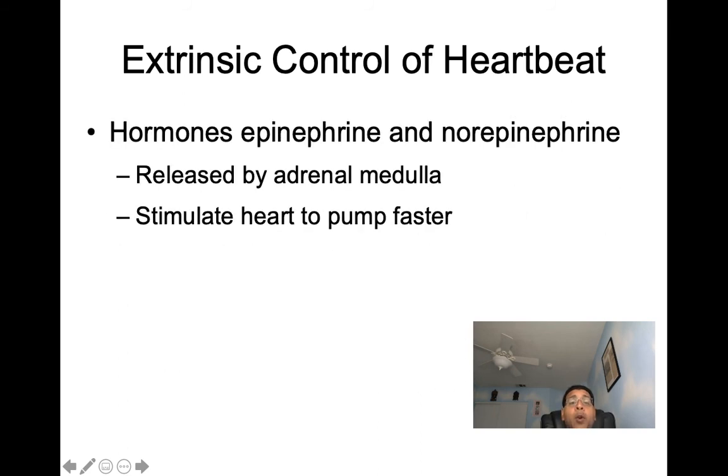And then next we have hormones, epinephrine and norepinephrine. They're released by our adrenal medulla, and they're going to stimulate the heart to pump faster, as we talked about in our endocrine chapter.